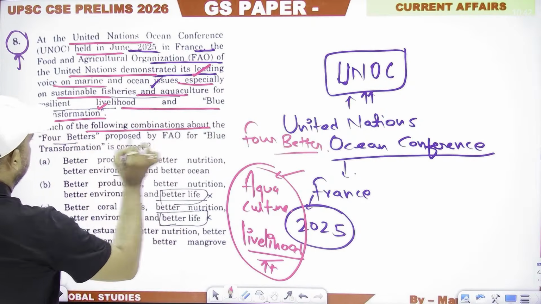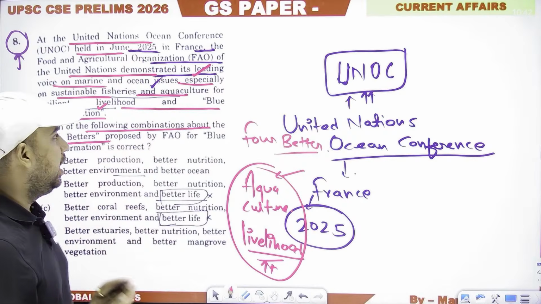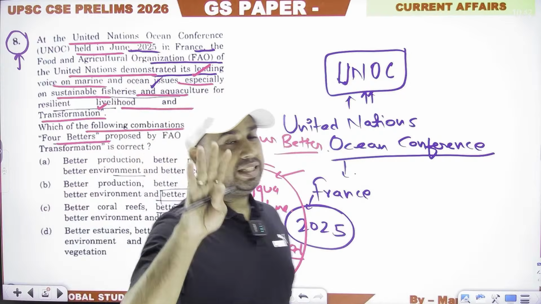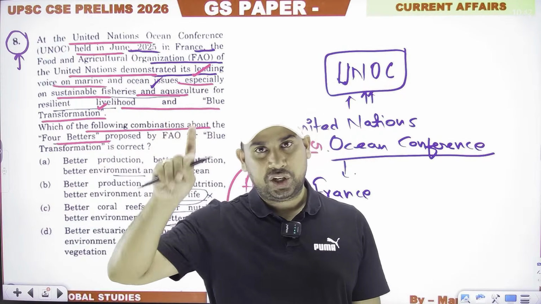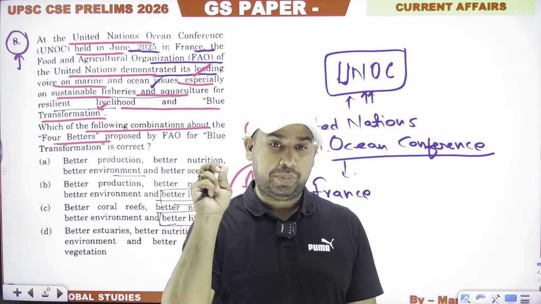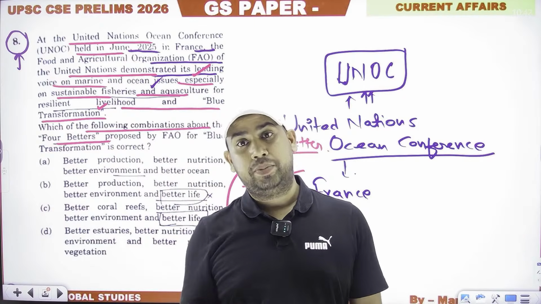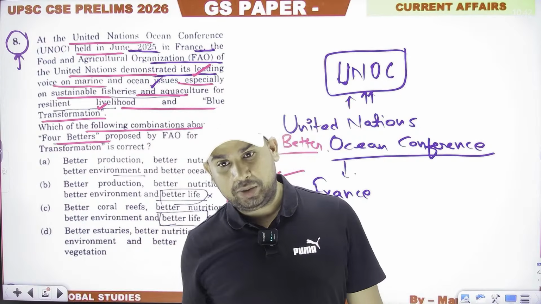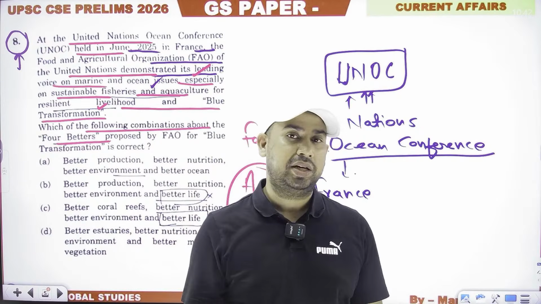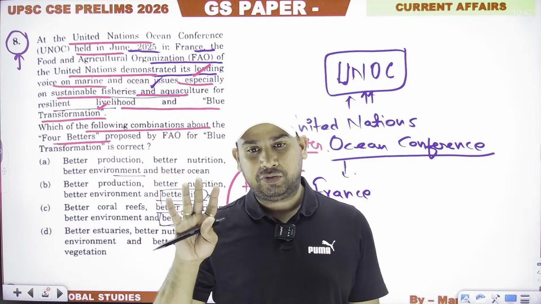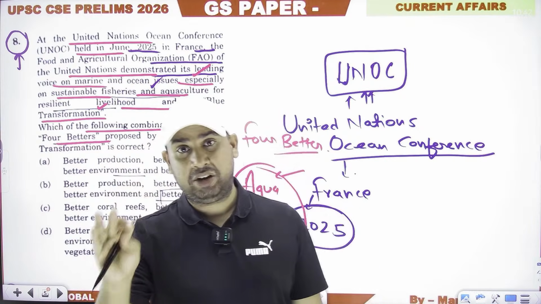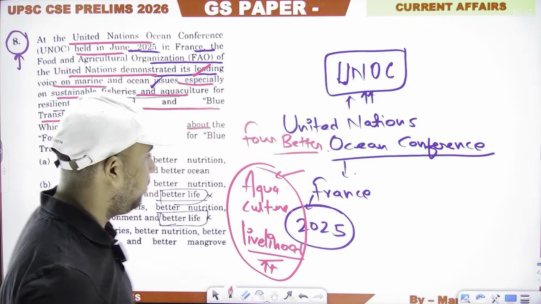Which of the following combinations about the 4 betters proposed by FAO for the blue transformation? So keep in mind there are 4 betters. First is better production. If there is better production, you will get better nutrition. If better nutrition is there, you will get better environment, and if better environment is there, you will get better life. So these are the 4 betters: better production, better nutrition, better environment, and better life.